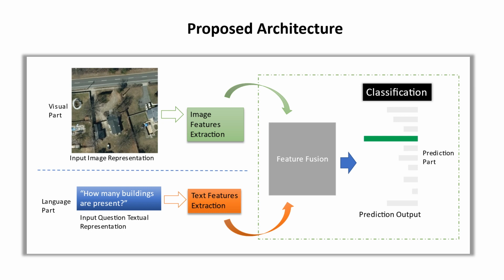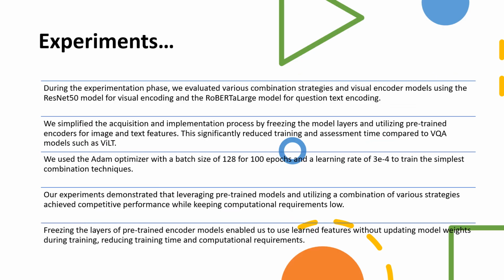To fuse the features from both the language part and the visual part, we used methods such as concatenation, multiplication, and element-wise addition, hence creating a new feature vector that captured the interaction between visual and textual data. Finally, we used the trained model for classification purposes.